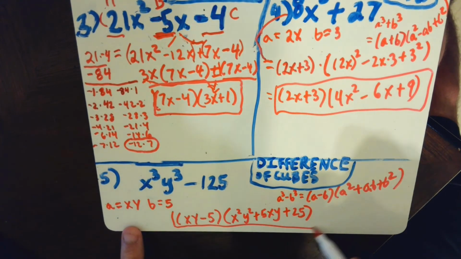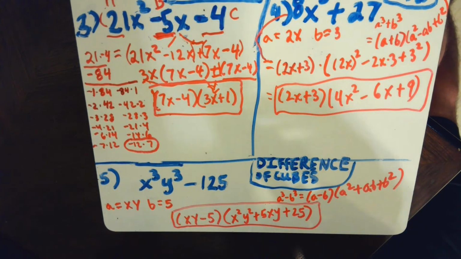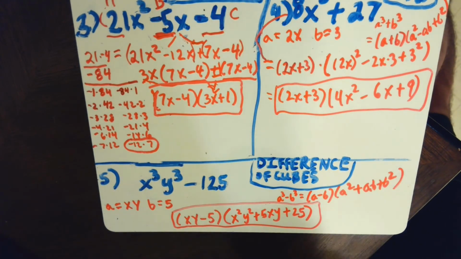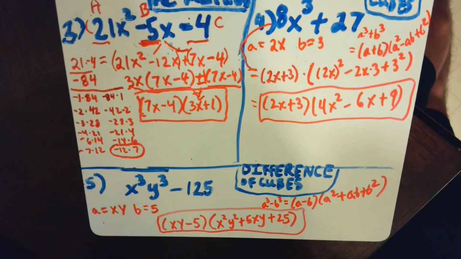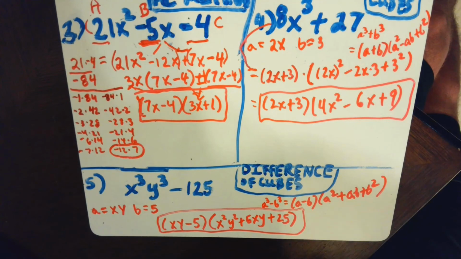All right, so we factored 5 different problems with the 5 main factoring methods that you need to know. So if you have any questions about these, please ask me in class or via an email. It's really important that factoring is down solid before moving on to rational functions.